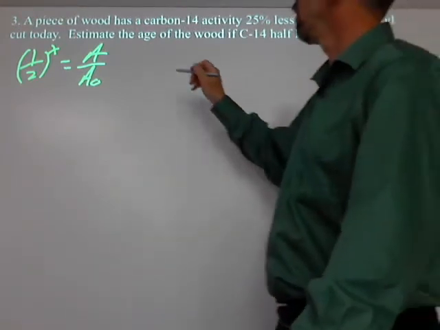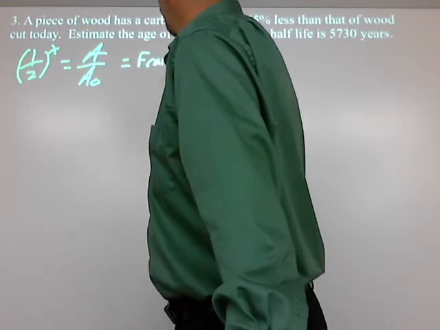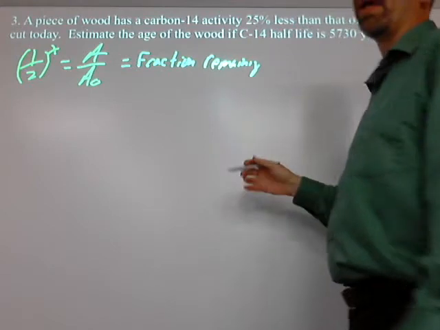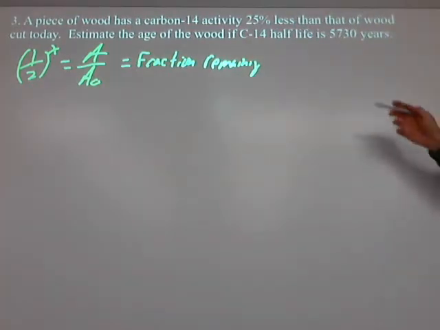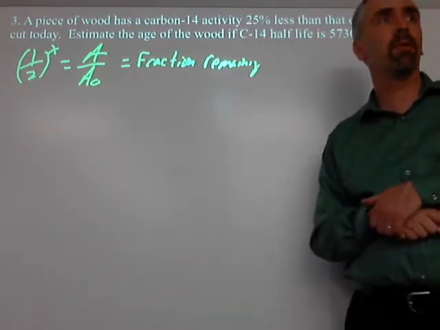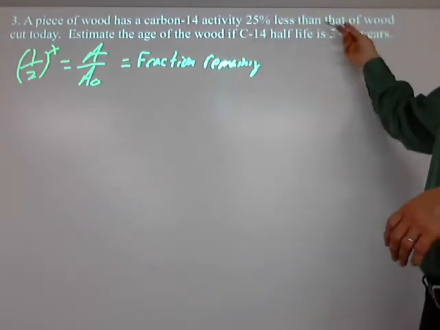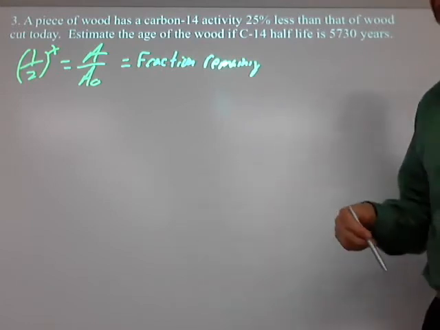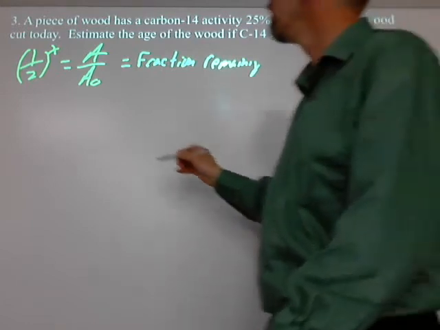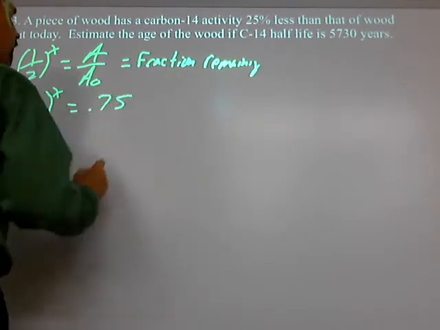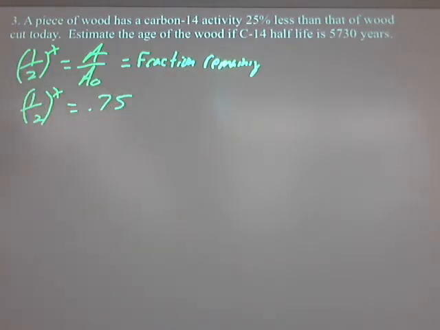The a over a sub 0 is basically, as I wrote in the problem, the fraction remaining, or the part remaining. And you might say to yourself, well, that's going to be 25%, right? 0.25, correct? No. 25% less activity is there. So there's how much activity? 0.75. So you actually have 1/2 to the x equals 0.75. That is confusing for people a lot of times. Okay? And it's because of the way it's worded.